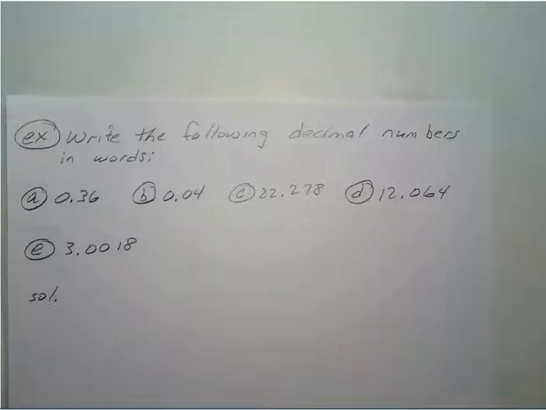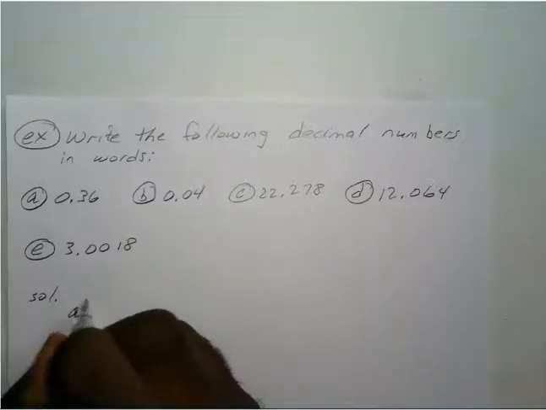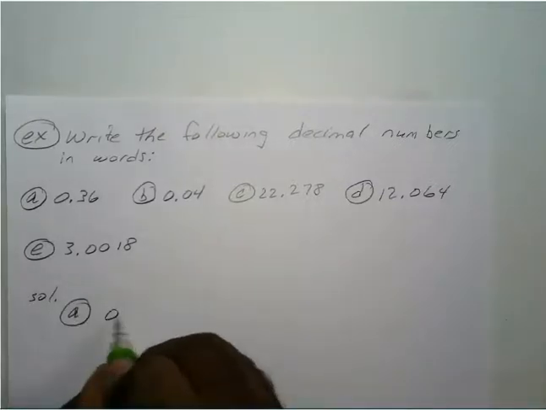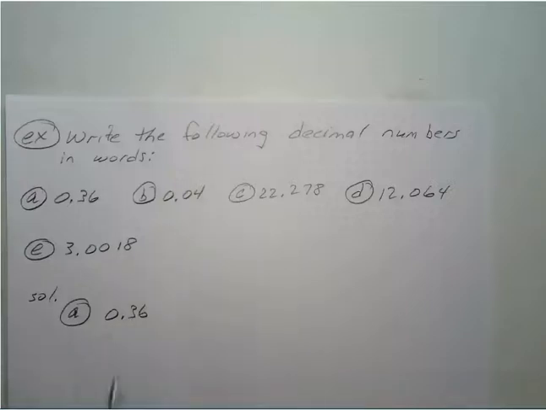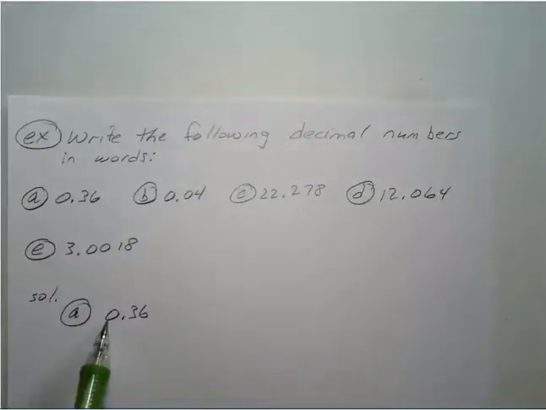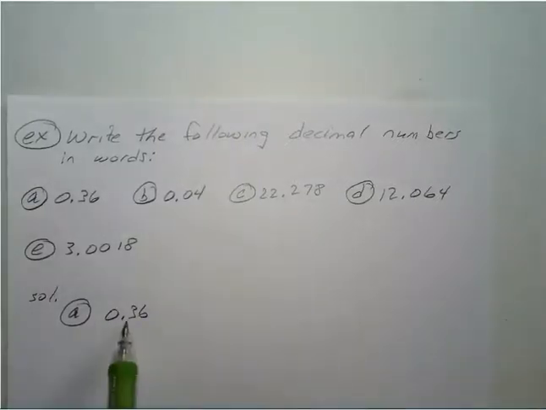Okay, so for A, 0.36. If you only have a 0 to the left of the decimal point, you can kind of ignore it. When you have a non-zero number to the left, then you use the word and. But you have a 0 to the left, so you can kind of ignore it. Now look at how many spaces. You have your tenths and your hundredths.